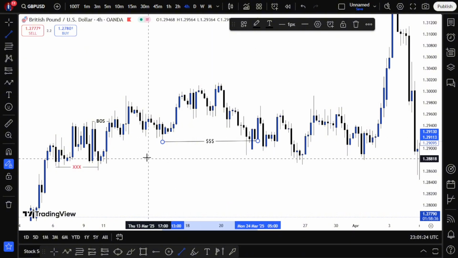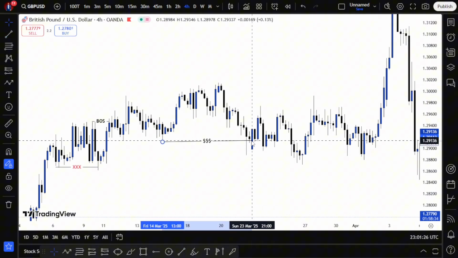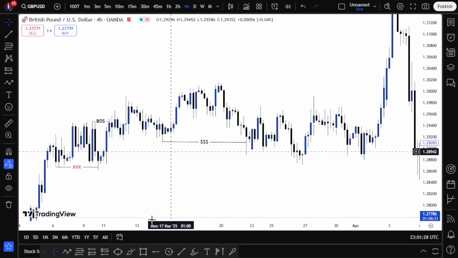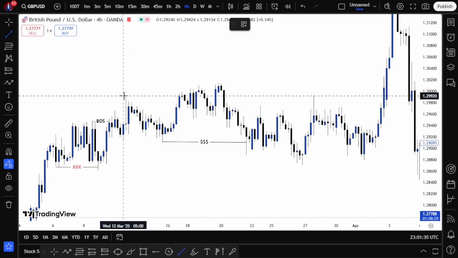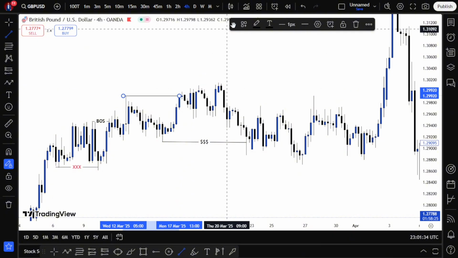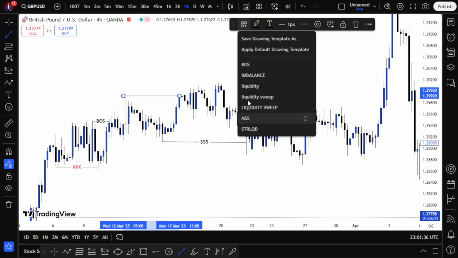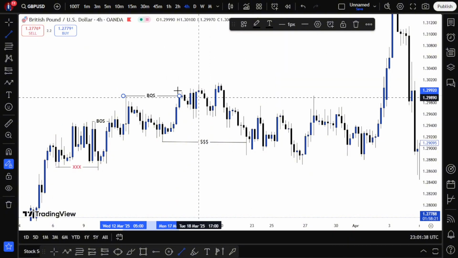The next thing I want is for the market to actually pull back. Okay, the next thing I want is for the market to give me a second break of structure that actually validates my setup. Okay, so we have our second break of structure, which is there.